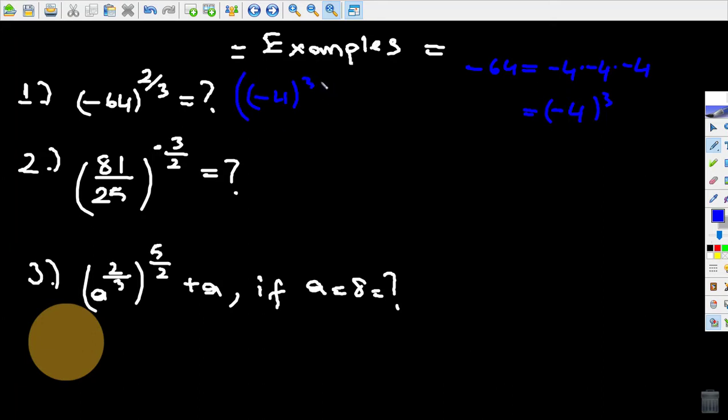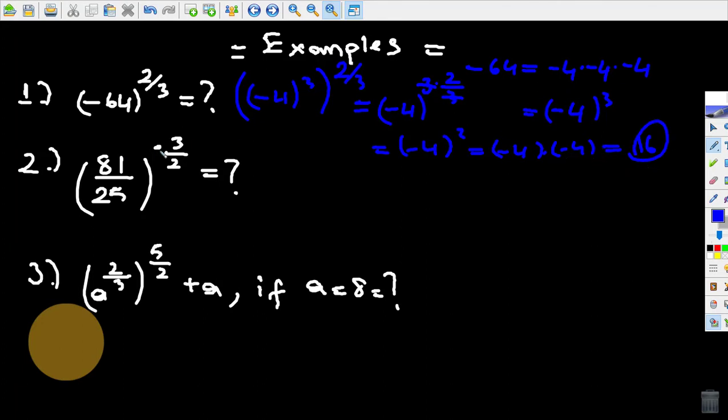So this is my power, and we are also raising this power to another power, in this case the fraction 2/3. Remember that it's time to apply the power rule. What do we do to apply the power rule? We multiply these exponents. So -4 to the power of 3 times 2/3. As you can see, these 3's are going to be simplified, and I'm left with -4 to the power of 2. This is equal to -4 times -4. We're multiplying -4 by itself twice, so the result will be 16.